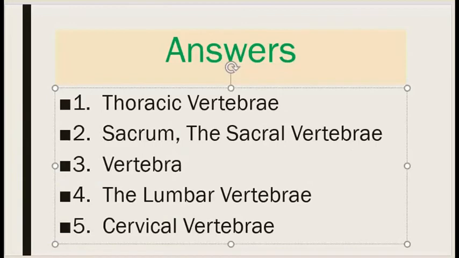Answers. Number 1 is the thoracic vertebrae. Number 2, sacrum, the sacral vertebrae. Number 3, vertebra. Number 4, lumbar vertebrae. Number 5, the cervical vertebrae.